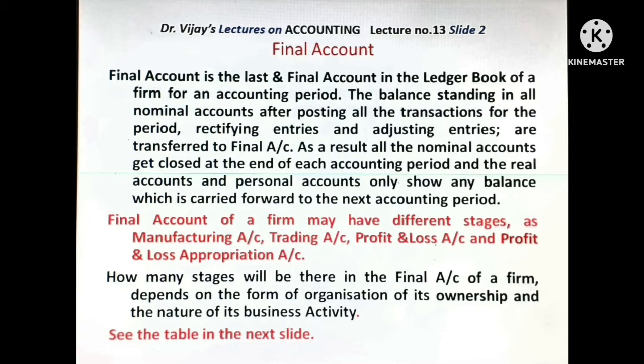Now, final account of a firm may have different stages: manufacturing account, trading account, profit loss account and profit loss appropriation account. How many stages there will be in the final account of a firm depends on the form of organization of its ownership, whether it is a sole owner firm or partnership or company, and the nature of its business activity. See the table in the next slide.